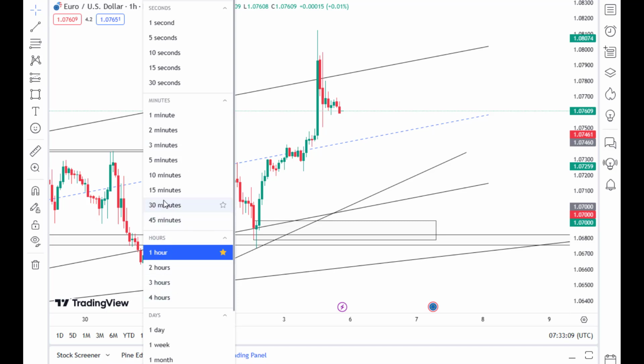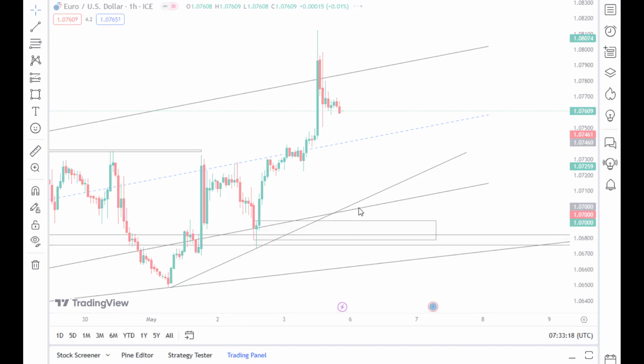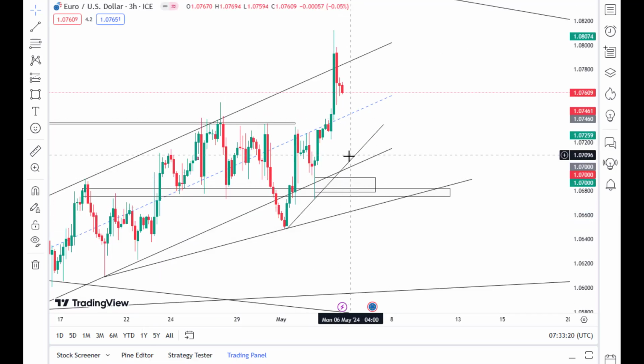So basically, that is how you can do your multiple time frame analysis. You know exactly why price is reversing. You know the zones where price could possibly get to and then get a rejection, right? That's where you're going to be looking for your potential buy trades.